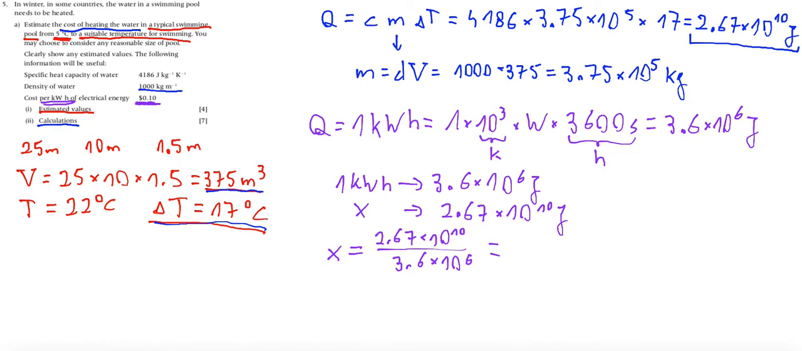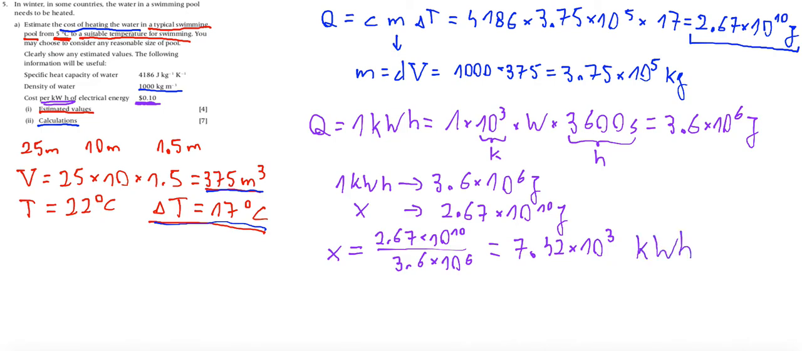So 2.67 times 10 to the power of 10, I'm using a calculator, divided by 3.6 times 10 to the power of 6, which is 7.42 times 10 to the power of 3. And this is energy, but in kilowatt hours.